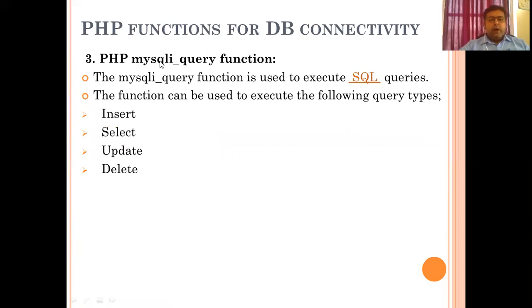Now the third one is the PHP MySQLi query function. The MySQLi query function is used to execute the SQL queries which you have performed in your database management system. Which are the basic queries? Insert, select, update, and delete. These are the 4 basic queries that are always going to be executed during this function. So the mysqli_query function is used to execute the SQL queries, and it can be used to execute the following query types: insert, select, update, and delete.